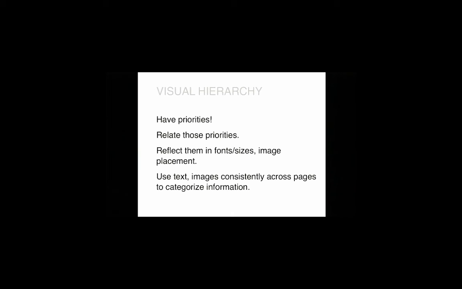So keep in mind those signs, the bad signs, and how they relate to your websites. The most important thing is to consider your visual hierarchy. Your visual hierarchy means that you have priorities and you're relating those priorities to other people. If you don't have priorities, you need to sit down and think about them, as Adriana explained in the last session here. And you can reflect your priorities in the font sizes that you pick, where you place images, and the way you use text and images consistently across pages to categorize information.